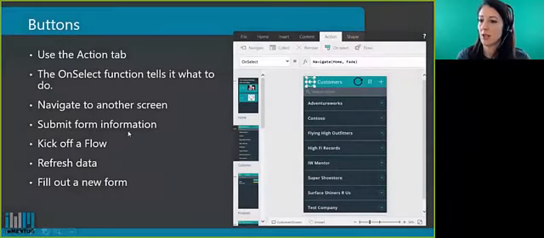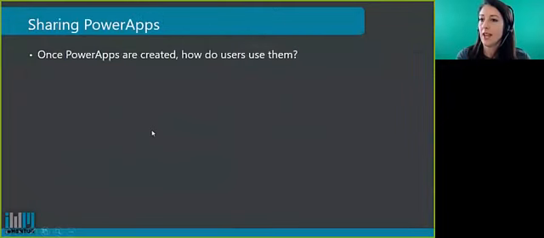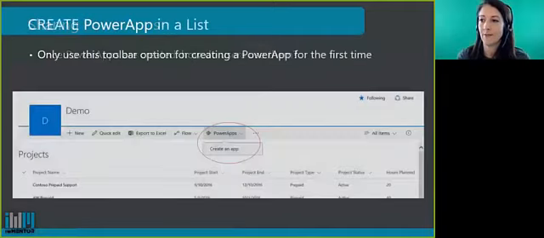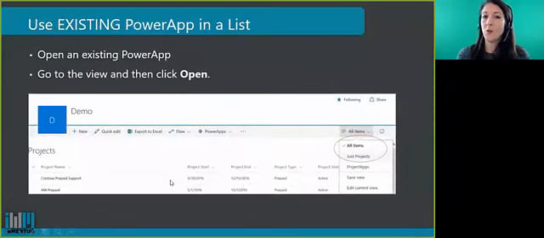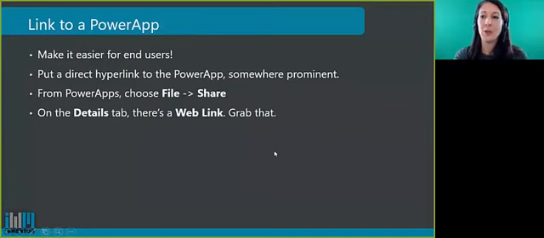Okay, those are what our buttons do. And once we share Power Apps, once they're created, how do users use them? This is a set of screenshots showing the thing that I quickly demoed at the beginning. To create a Power App, you go to PowerApps and click Create an App in that modern list. Not all list types have the ability to do Power Apps, just custom lists right now. And then once you've created the Power App, to open an existing one, it will be listed as a view. It will look like the name of a view, and you go to that view and click Open.